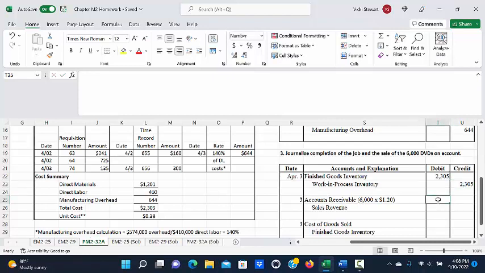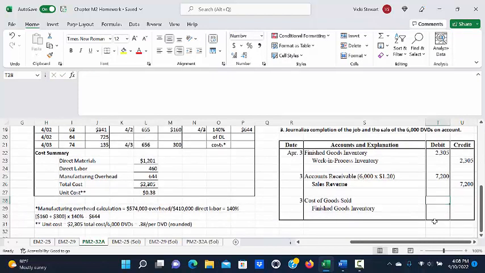The sale of the DVDs, since it was on account, would be a debit to accounts receivable for the total sales price of $7,200, which is 6,000 DVDs times $1.20 per DVD, and then we would credit sales revenue for the same amount. Then we would debit cost of goods sold for $2,305, and we would credit finished goods inventory for the same amount. And that is the conclusion of the demonstration for problem M232A.